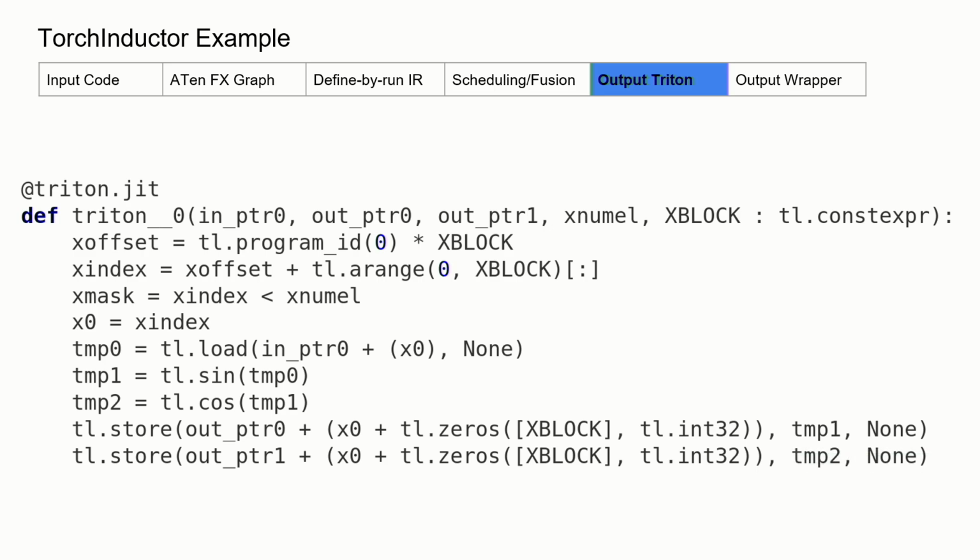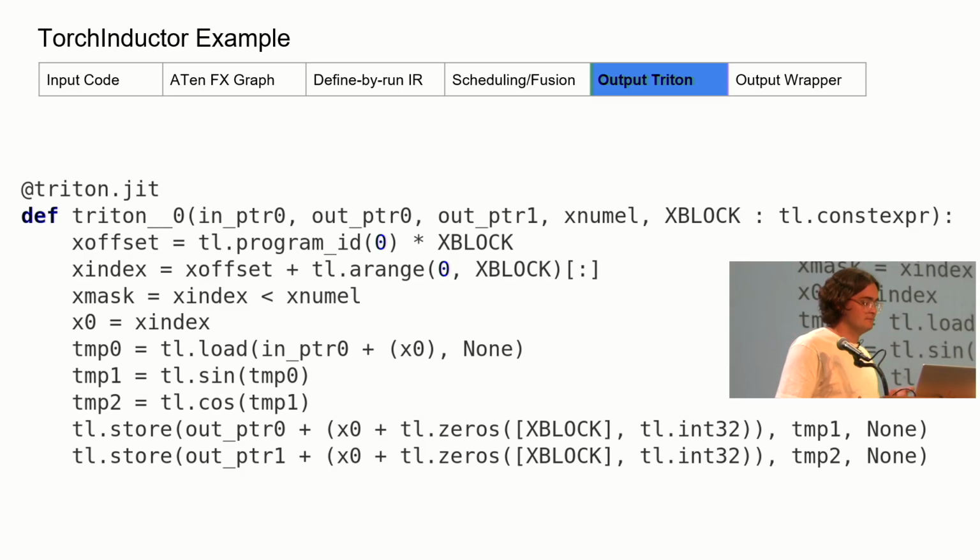So this is the generated Triton code. We have a program that's valid for a given block. In CUDA, you write things in terms of a thread, but in Triton, you write programs in terms of a block. And so we load from the input. There's some masking, and we perform sine and cosine, and we then write back to the output.